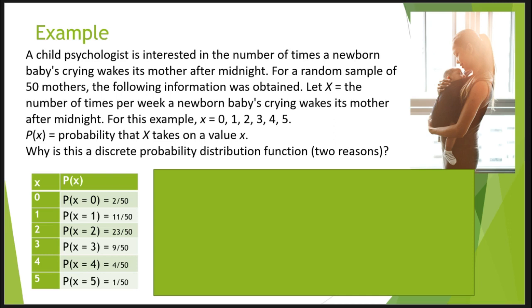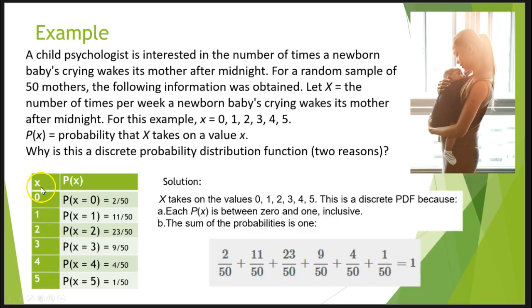Why is this a discrete probability distribution function? So there's two reasons. Let's take a look. First, if we look at the table, we have all of our information here. We can see that the probability of a newborn waking its mother 0 times is 2 out of 50. So this is a random sample of 50 moms. So 2 out of 50 said that their newborn baby did not wake them after midnight.